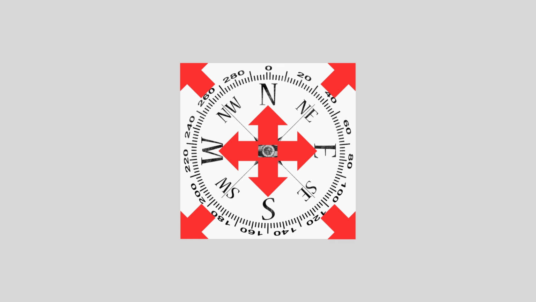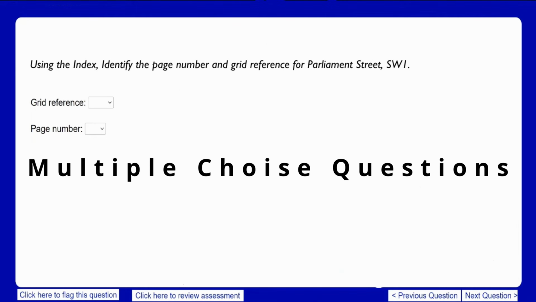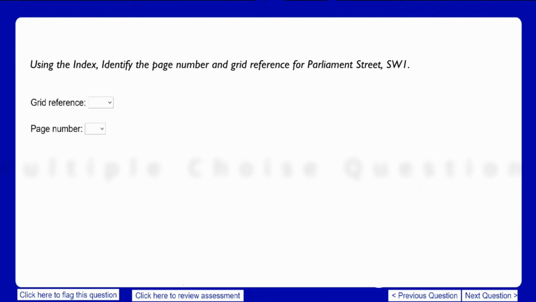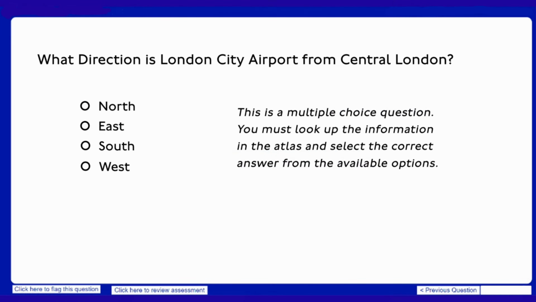Next we will be looking at other types of multiple choice questions. This is an example of a multiple choice question. Read the question carefully, and in this example you need to click and select the correct answer from the drop-down menus. In other multiple choice questions without drop-down menus where you will need to select the correct answer, you can answer the questions from the assessment in any order you like.